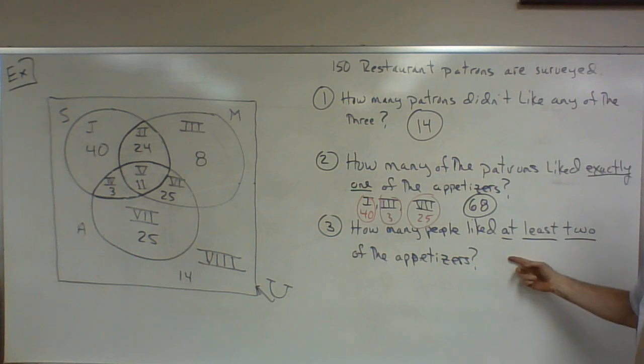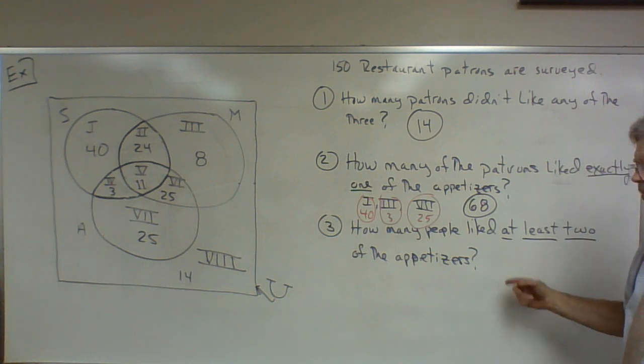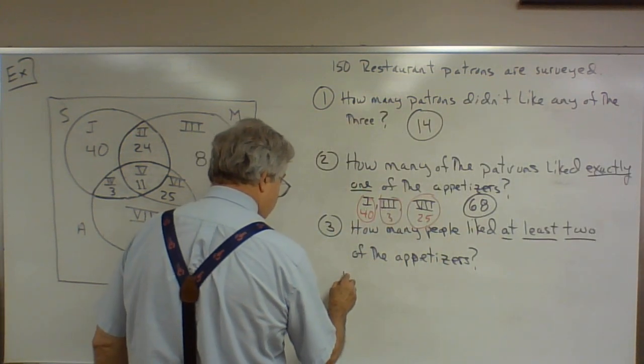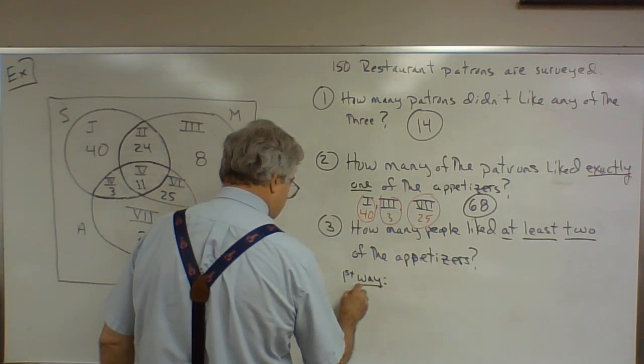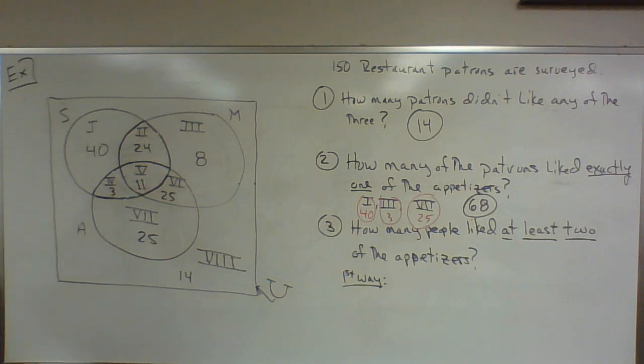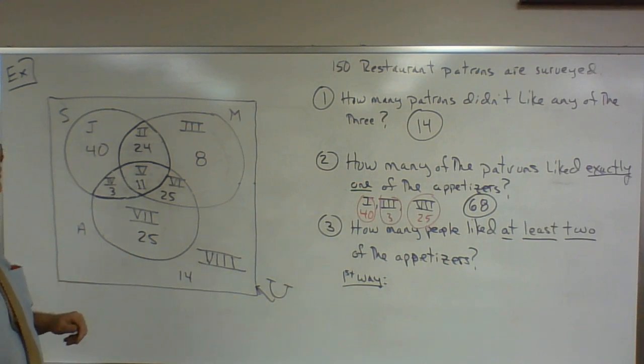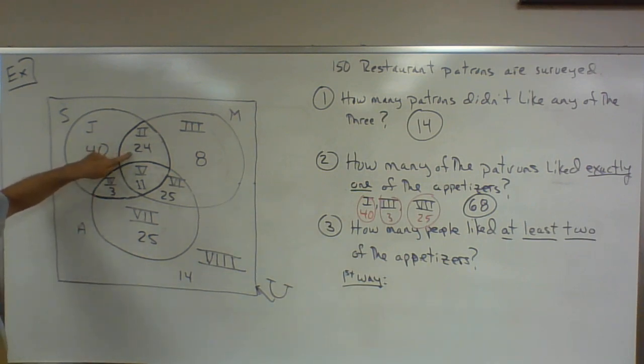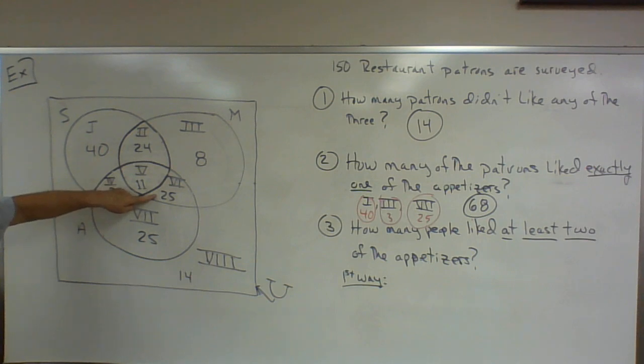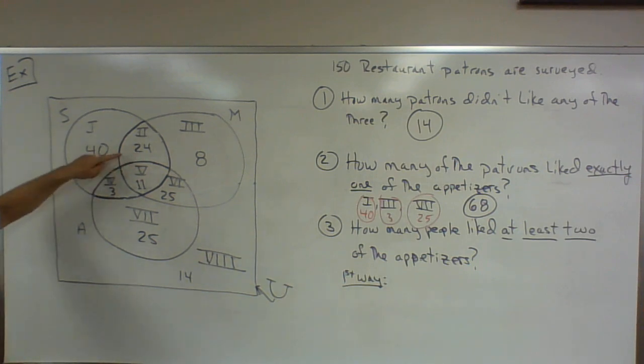And number 3, there are two ways to do this. Let's do it both ways, just for the sake of making sure that we understand both ways. If they liked at least two, then that means they either liked exactly two or they liked three. These like exactly two, shrimp and mozzarella. These like exactly two, shrimp and artichoke. These like all three. And these like two, mozzarella and artichoke. So the people that like at least two are these four regions, 2, 4, 5, 6.